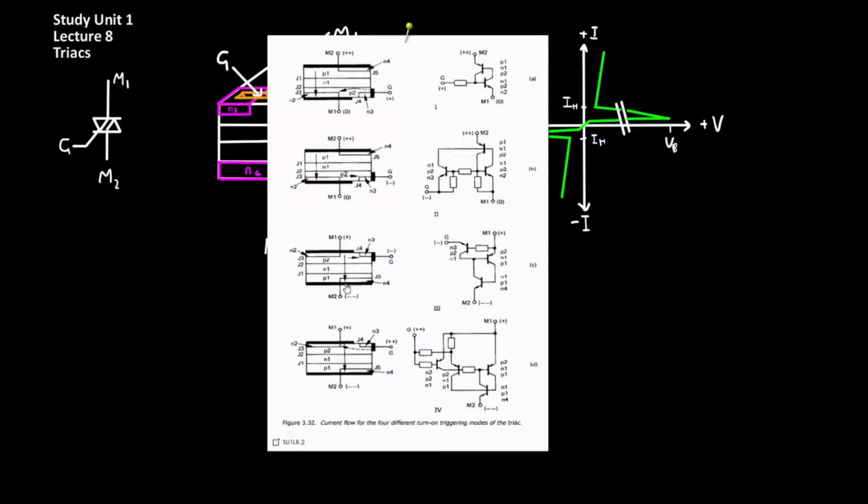Finally, in mode 4, M1 is again positively biased, M2 is negative, but the gate voltage is now positive. Electrons are now injected from N2 into P2. This causes junction J1 to become forward biased, and then current will flow from M1 to M2.